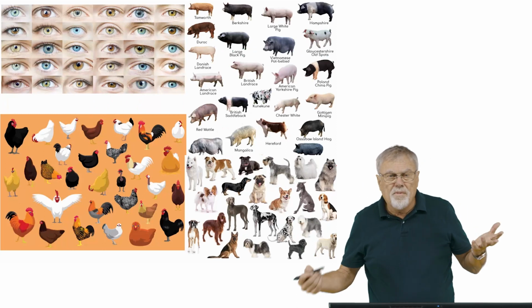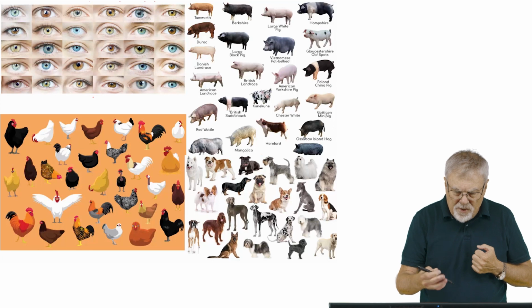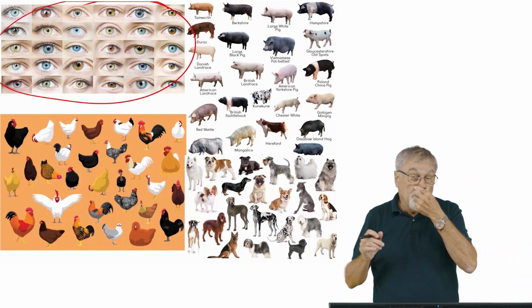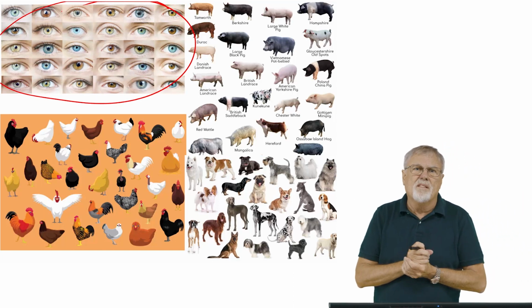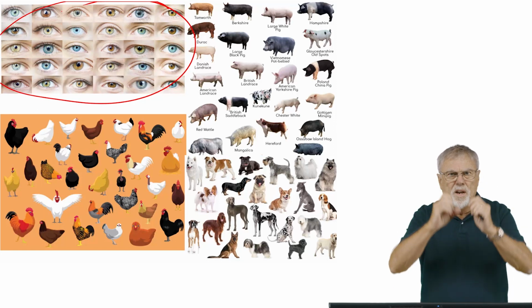Here's an example of phenotypes. Okay, so the example of the eyes up here, those differences are primarily single gene traits with little influence of the environment, and it's just one trait, and you can see it.